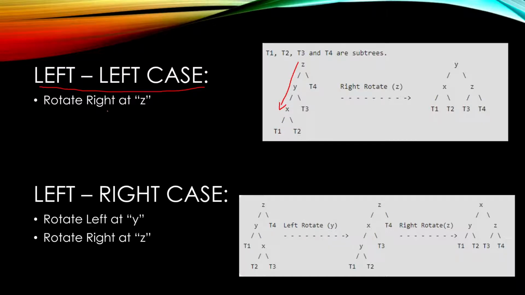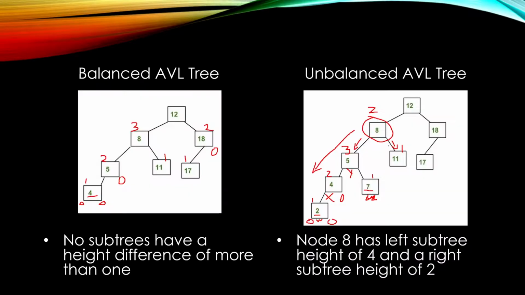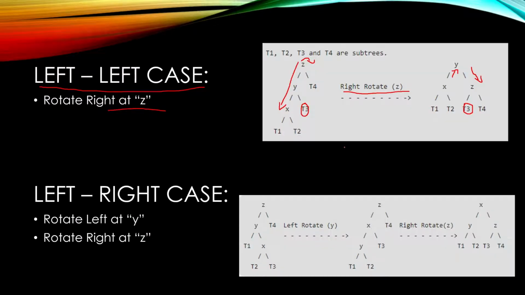In this case, you want to rotate right at Z. So Z comes down and Y goes up. The important key distinction to note here is T3. T3 becomes the left subtree of Z and is no longer the right subtree of Y. Or technically it's in the right subtree of Y, but Y's direct right node becomes Z. Do that and you're pretty much done. Once you reorganize this, you would move back up and check 12 and see if it violates the tree in any way.